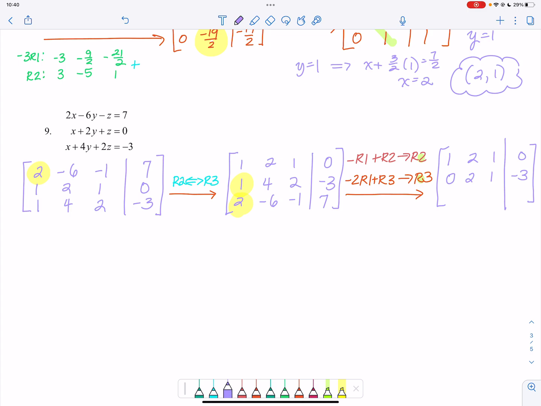And negative 2 times row 1 is negative 2, negative 4, negative 2, and 0. We're going to add that to row 3. So now we will have 0, negative 10, negative 3, and 7. So we're doing pretty good. We now need to focus on this 2 becoming a 1.